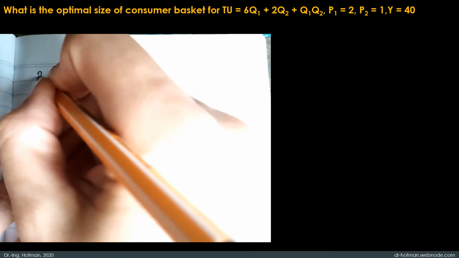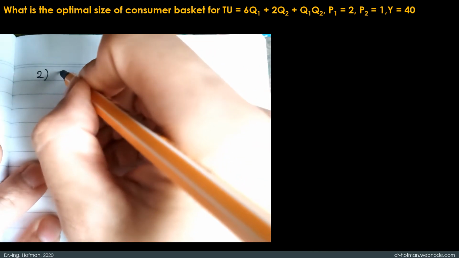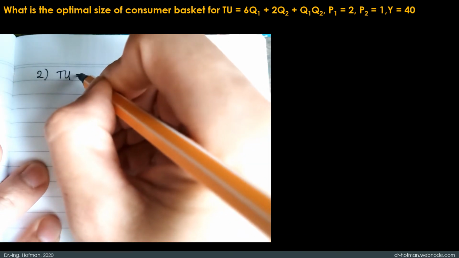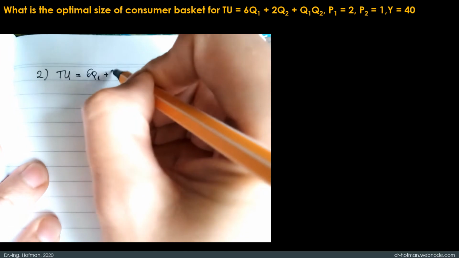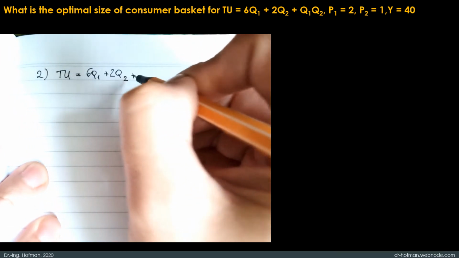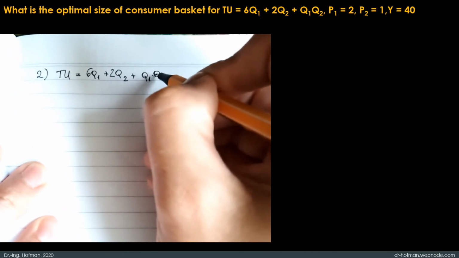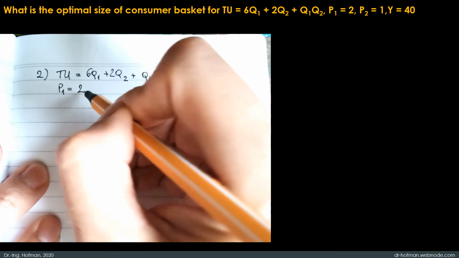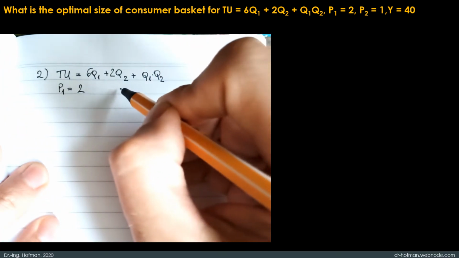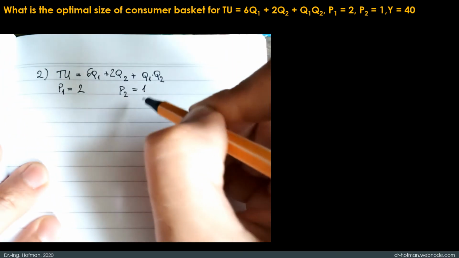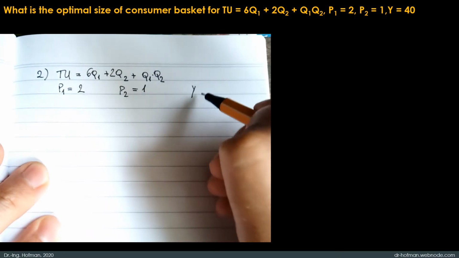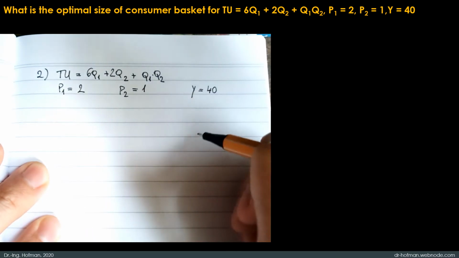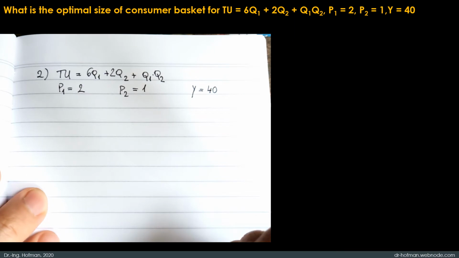We got these proportions. The total benefit, total utility, is given by this expression: 6Q1 plus 2Q2 plus Q1 times Q2. The price of good 1 is 2 euros. The price of good 2 is 1 euro. Yield is 40 euros. Determine the optimal size of the consumer basket.